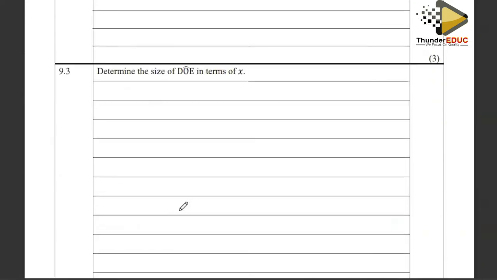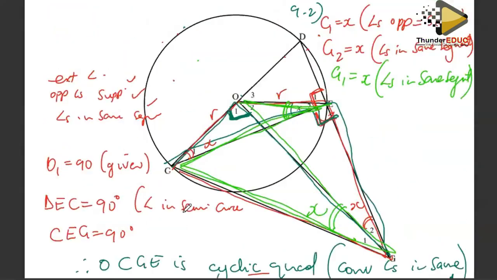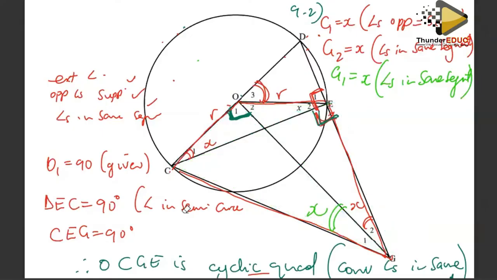9.3, they want us to get the size of DOE. This is D, this is O, this is E. So they want us to get this angle here. Let me just try to erase some things here. So how do we get this angle? Number one, we say that this was a 90. We did prove that because it's an angle in a semicircle.